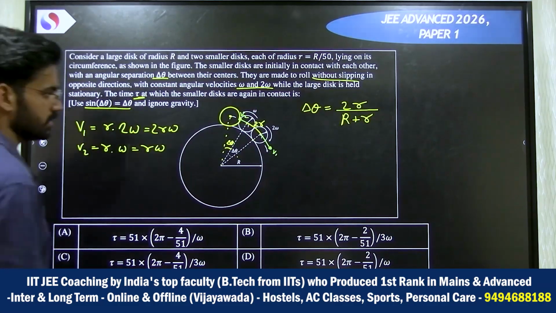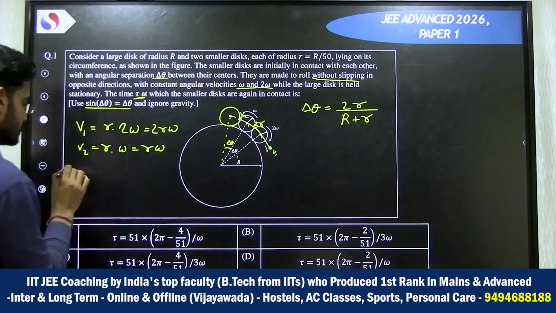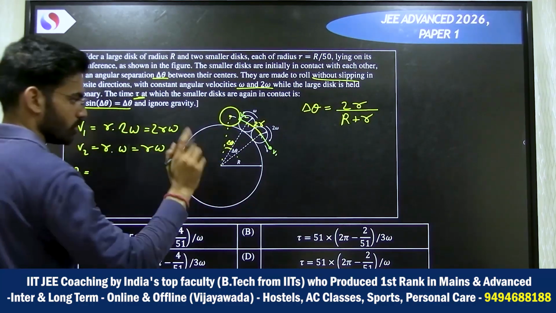Why did I do that? Because I am finding out that the center will rotate here, right? So with what angular velocity? If I call it omega 1, what is omega 1?